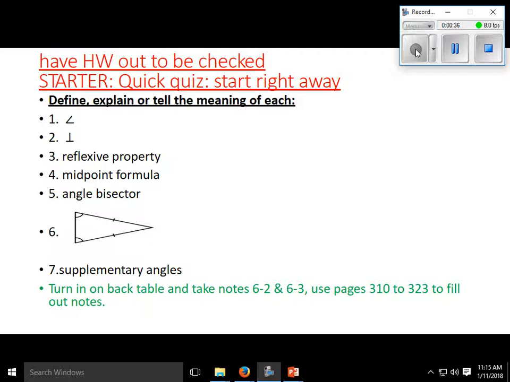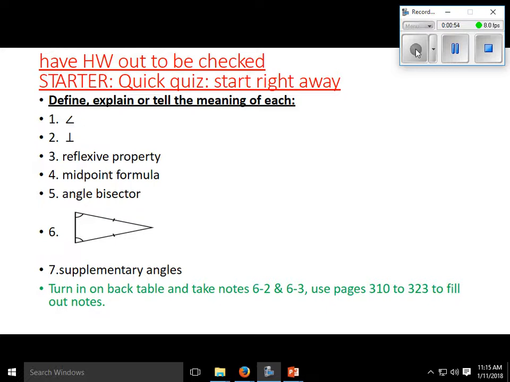Can't find these other two. We're gonna go over... All right, finish up whatever you're on right now as far as that paper goes. Set it off to the side. Have your homework out. We're gonna go over problems off the homework. First, though, I'm gonna go over this quiz. Define, explain, or tell the meaning of each.